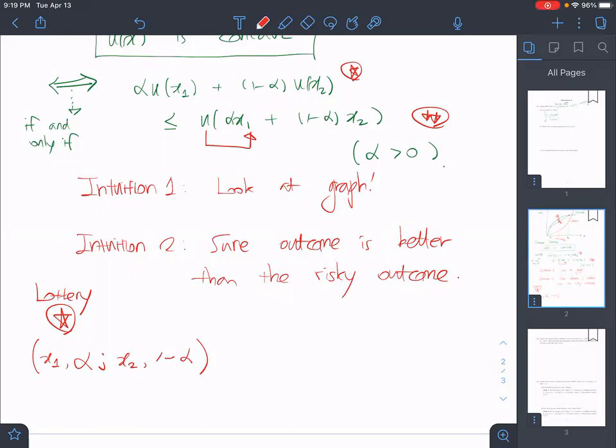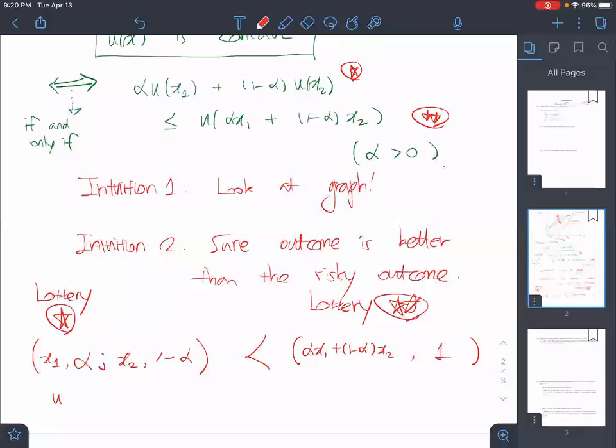Okay. And then what is the second lottery? 2 star. Look at here, we have only one outcome, right? This one has only one outcome for sure. So alpha x1 plus 1 minus alpha x2 with for sure 100%. Okay, so this is preferred because u alpha ux1.